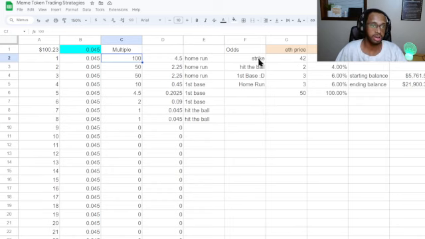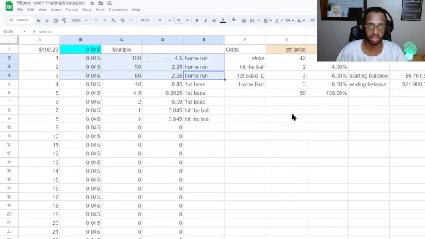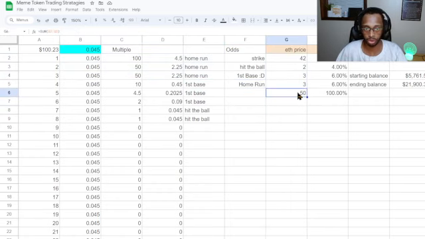So look at it this way. 42, we assume just fully strike, zeroed out. 2, we assume hit the ball. Okay, that's these bad boys. 3, we assume hit first base. And then lastly, 3, we assume did a home run. At that breakdown, that's 50 total trades in this example with 100%, right?